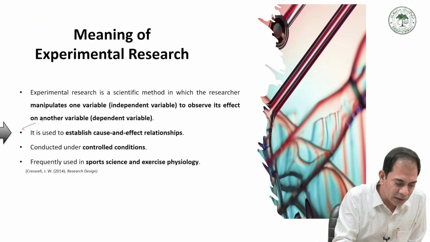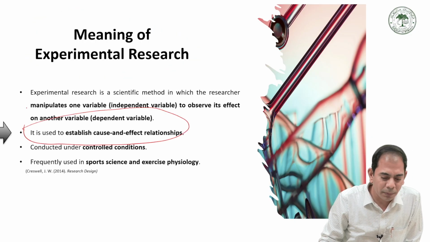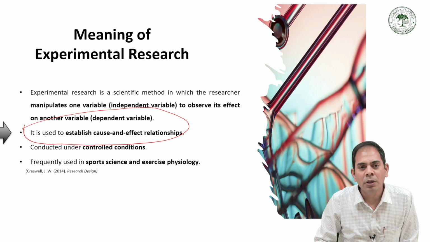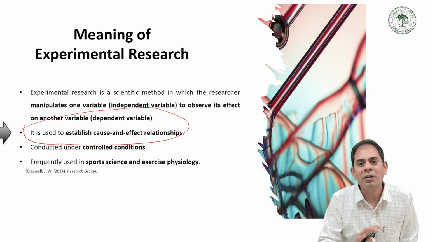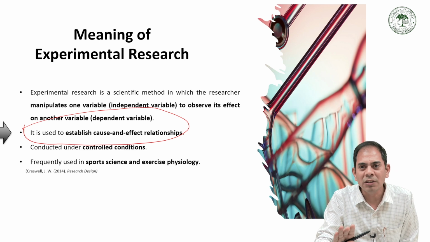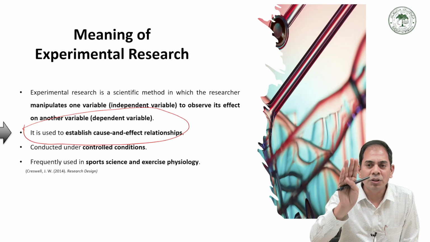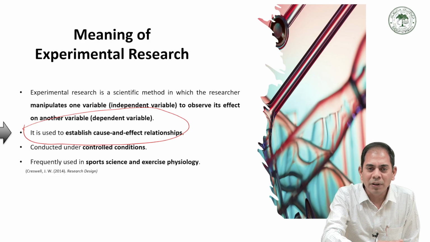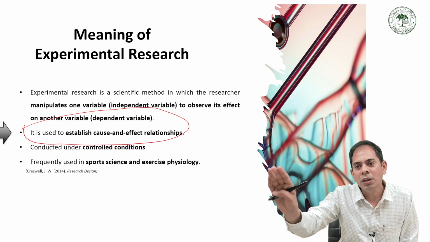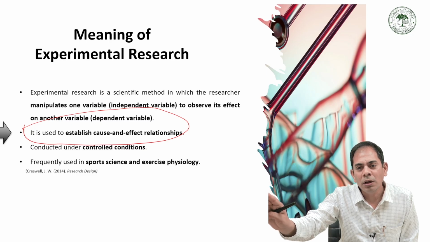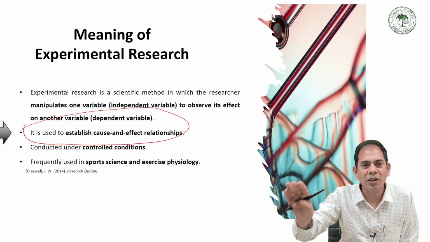Next important thing is that it is used to establish cause and effect relationship. The main purpose of experimental research is to establish cause and effect relationship, because we manipulate the independent variables and try to find out the effect on the output variable, that means the dependent variable. So it establishes the cause and effect relationship.